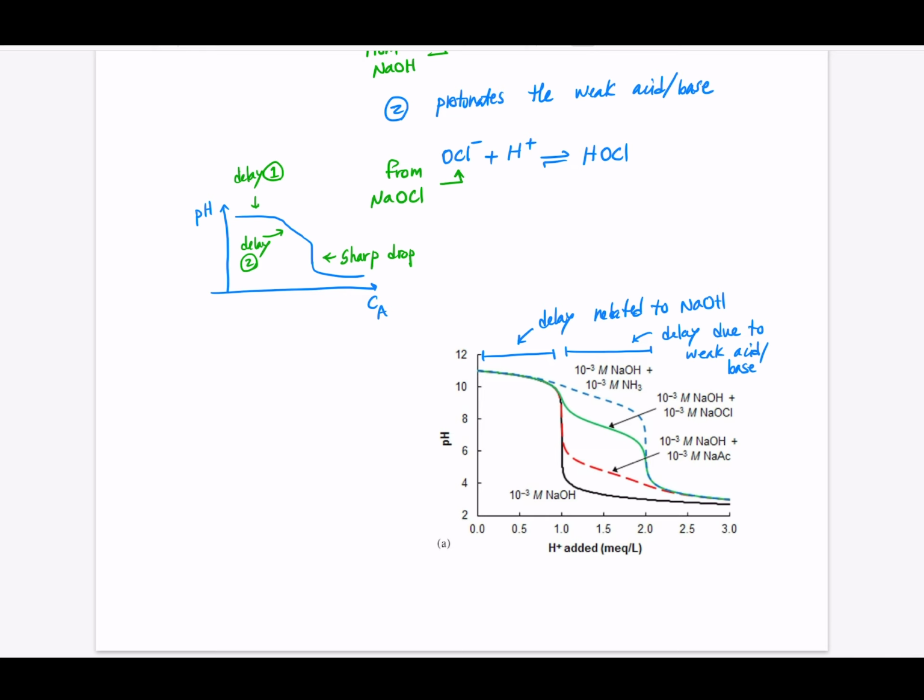on the x-axis is the concentration. So you were guessing that if we had more of the weak acid, then it would be something like this, and then like this one. The y-axis is related to the pKa. So if we go higher, the black curve is basically sodium hydroxide by itself. So only one delay related to sodium hydroxide, then a sharp drop, and then the rest would be as we were expecting. Then the red one is the salt of acetate.